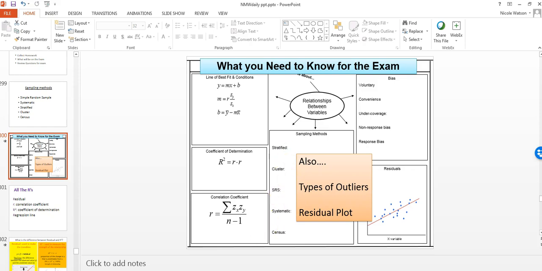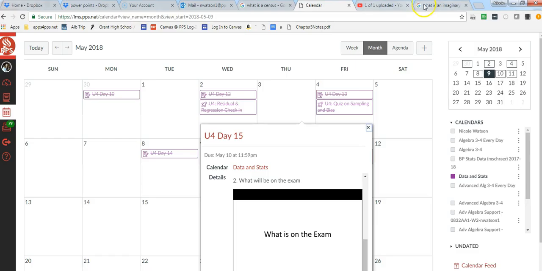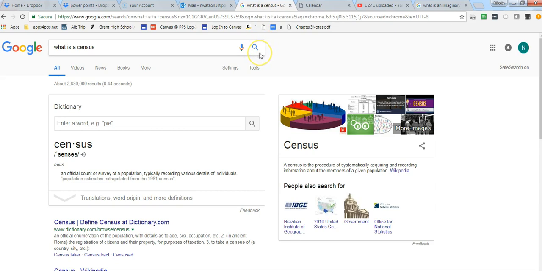Okay, lastly, a census. I'm just taking this straight from something up here. A census is an official count or survey of a population, typically recording various details. We take a census every 10 years, so hopefully you've seen that.